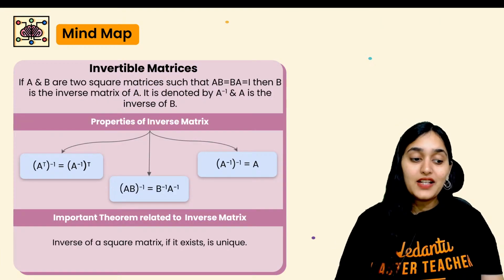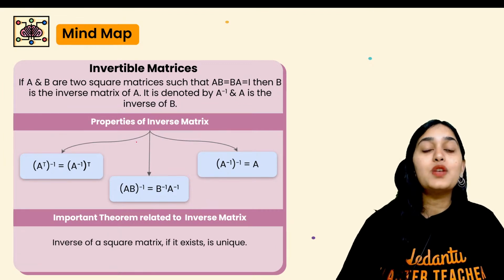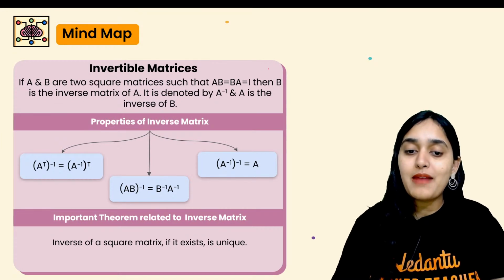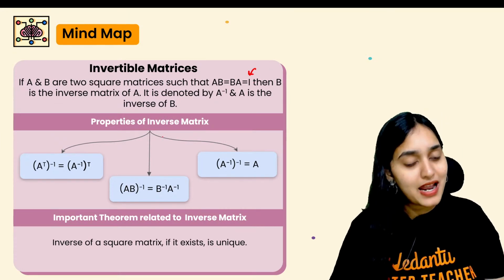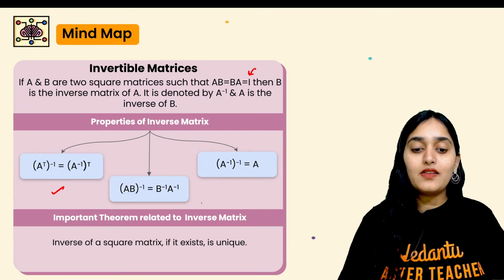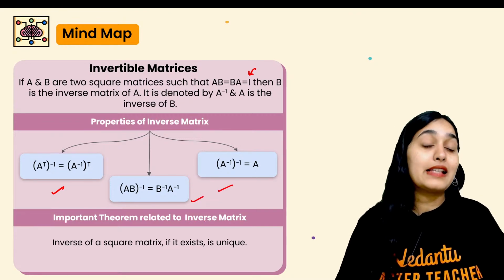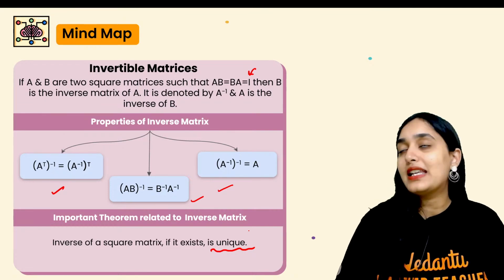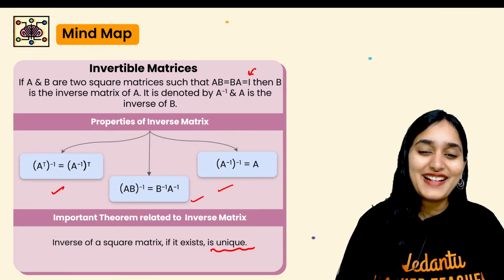Alright. Lastly, we learned about inverse of a matrix. Inverse is basically a matrix which when multiplied to the given matrix gives you identity matrix. These are the properties related to inverse of a matrix, and remember, every matrix has a unique inverse only. It cannot have more than one inverse.